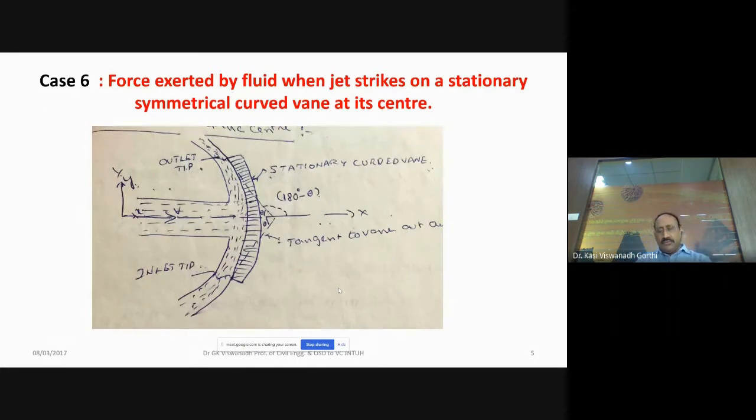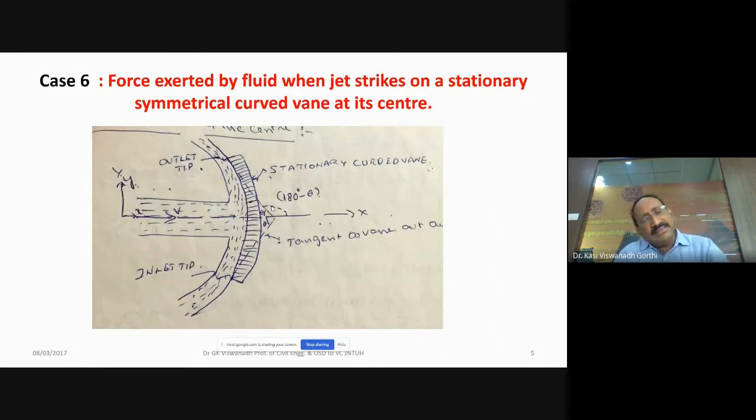at its center. The usual notion is that when the liquid jet is striking, this is the direction of the jet, and V is the velocity of the jet. With respect to the jet direction, if the vane is placed symmetric, then we say that it is a symmetrical curved vane. And with a symmetrical curved vane, it is presumed that the liquid jet strikes at the center.